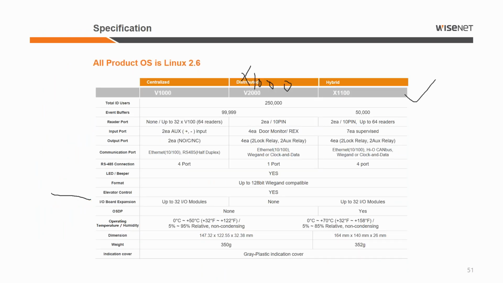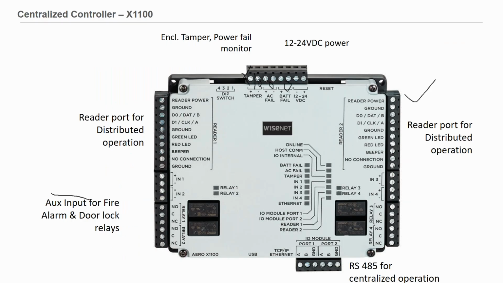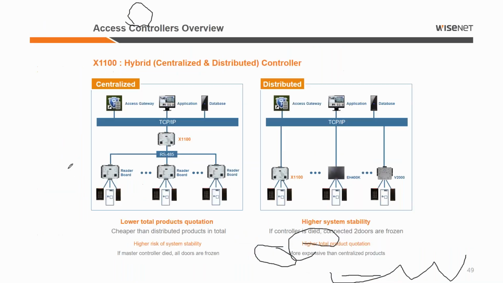So you can see here, let me pull out this slide. This is the main master controller. You will see the Ethernet port. This one speaks to the database. Then you will see the IO module. This is the RS485 connection for the loop.